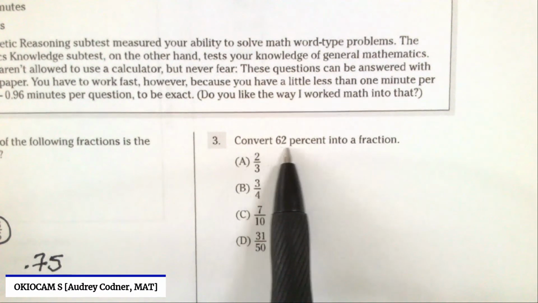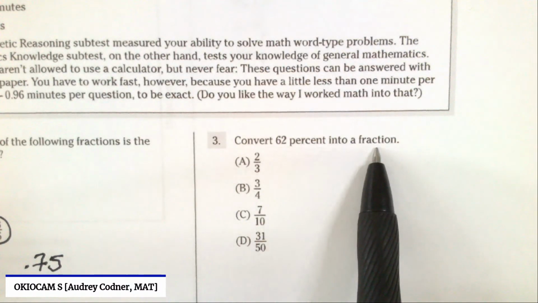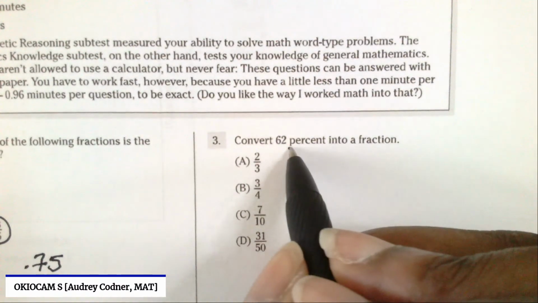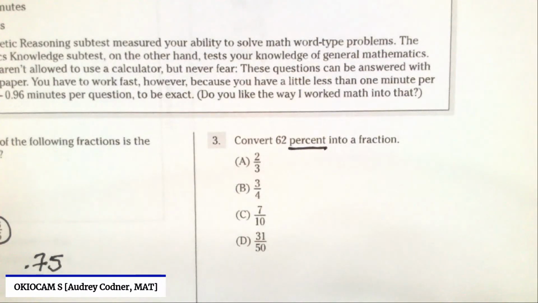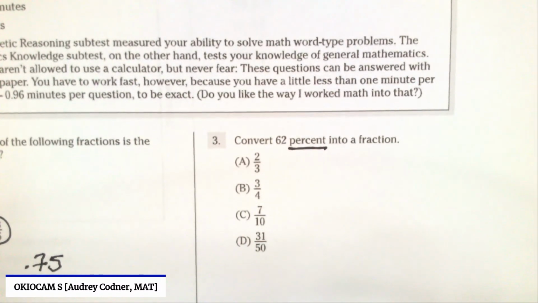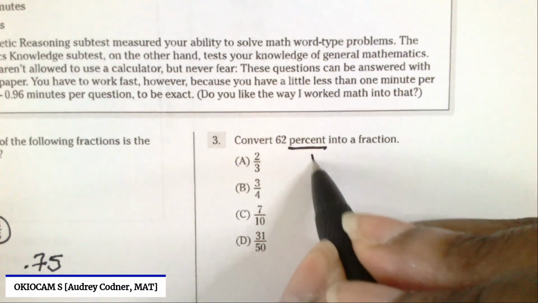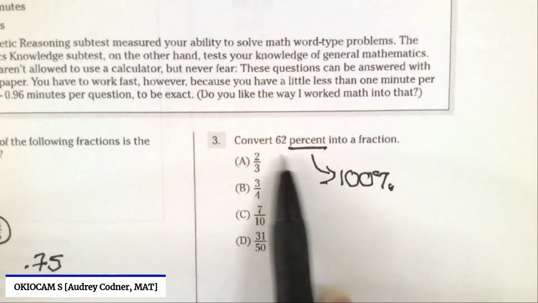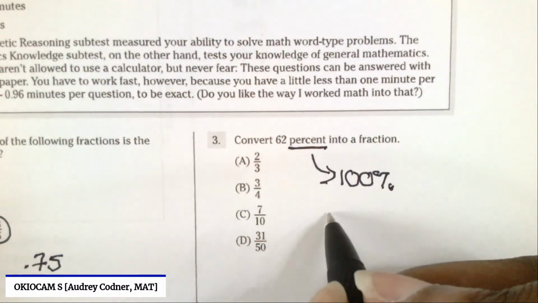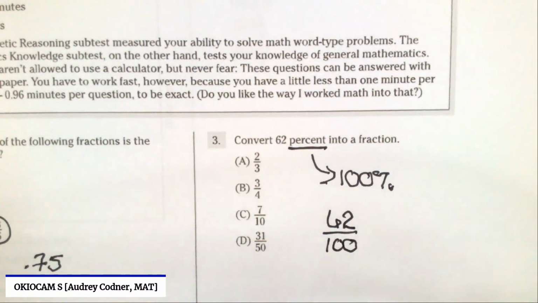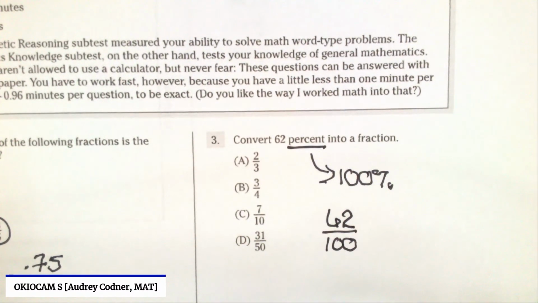We're going to convert 62% into a fraction. All right? So 62% into a fraction. Keyword is percent. Now, I know we live in the day and age where everyone's like, you got to give it 110%. Yeah, we're not talking about those days. We're talking about the whole traditional 100%. So if you're doing 62 out of 100, okay, we're doing 62 out of 100.